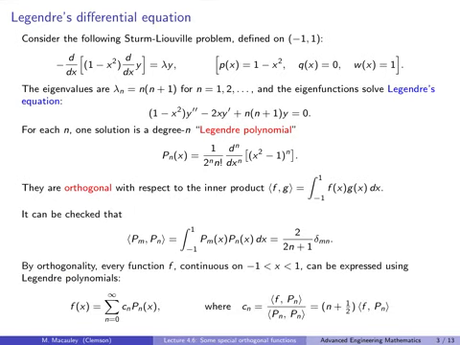By orthogonality, every function f of x continuous on the open interval from negative 1 to 1 can be expressed using Legendre polynomials. In other words, f of x equals the infinite sum from, I'm going to say 0 to infinity because I'm going to allow the constant function, of c n times Pn of x. And we have an explicit formula for Cn. As before, it's the inner product of f with Pn, the degree n Legendre polynomial, divided by the inner product of Pn with itself. And again, this is just normalizing it because these things are typically not unit length.